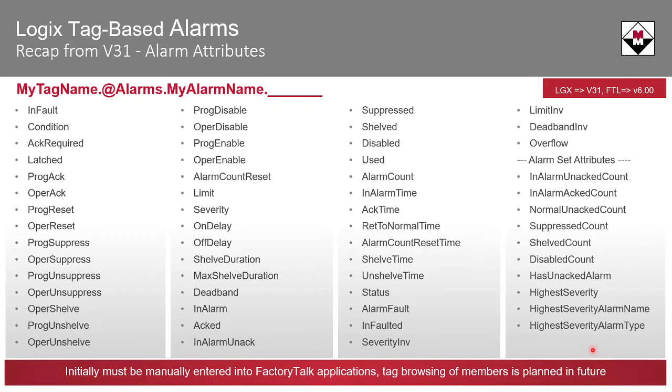This slide shows the attributes available with all of the tag-based alarms. This is actually the alarm nomenclature. So you have your tag name, dot, add alarms, dot, and then the alarm name that you gave it, and then you add the attribute. So if I wanted to look at the status of the alarm, this is the status bit, the dot in alarm. You have to manually enter this nomenclature into your FactoryTalk application to be able to use the attribute.